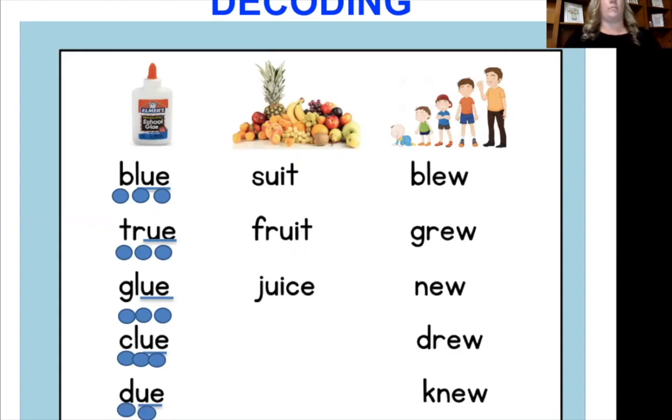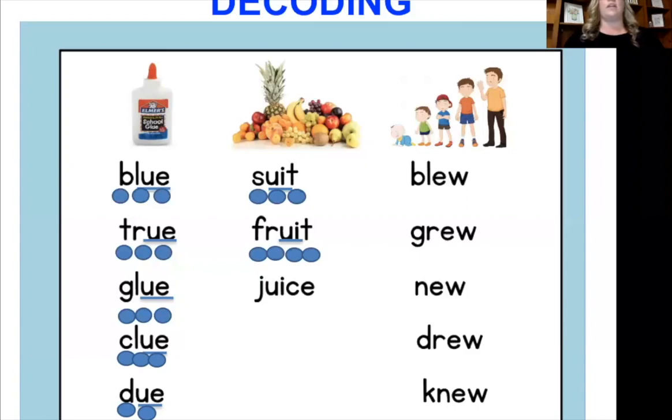Look at the next column. Let's look at the first word. We will underline the vowel team, U-I. What sound? Oo. Make the sounds in that word. S, oo, t, suit. Now let's read the rest of these words together. Identify the vowel team first, U-I, oo, f, r, oo, t, fruit. Look at the last word.